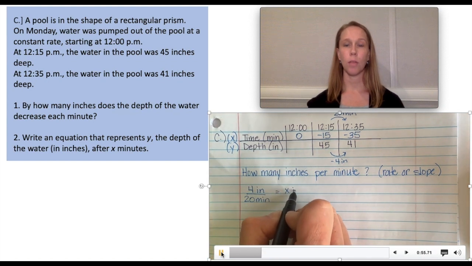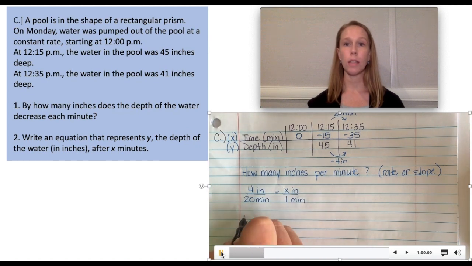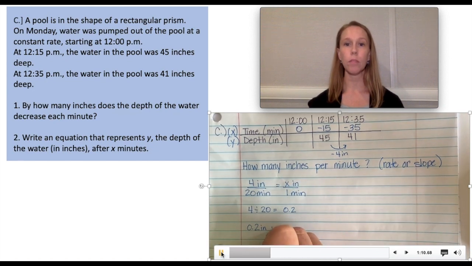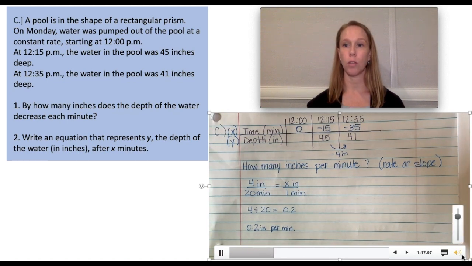So if I set up those 2 ratios equivalent to each other, all I need to do to figure out 1 minute is to do 4 divided by 20, and that gives me 2/10 of an inch per minute, or 0.2. That's one way that you could have figured out the unit rate, or how many inches the depth of the water decreases each minute.